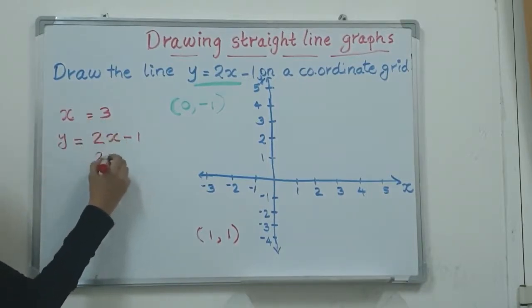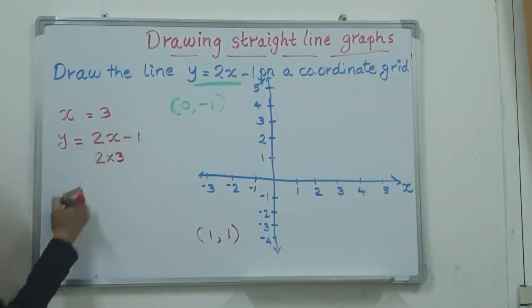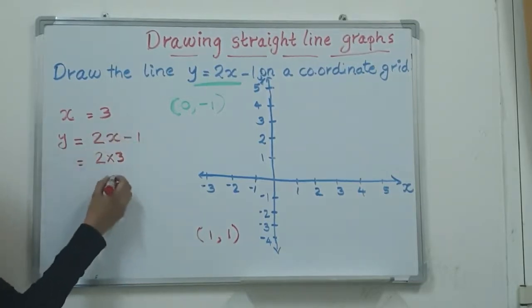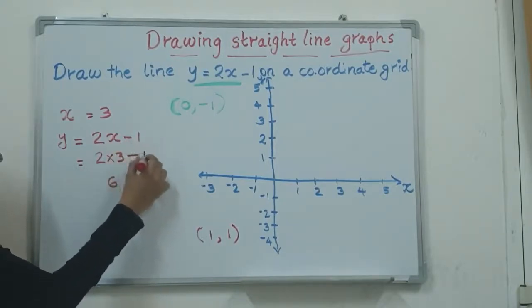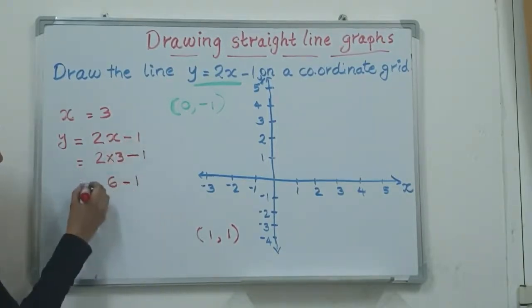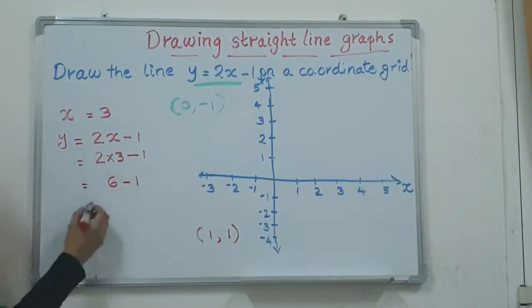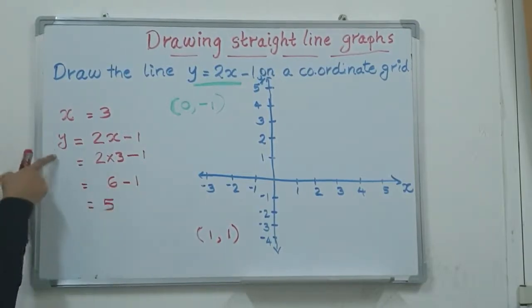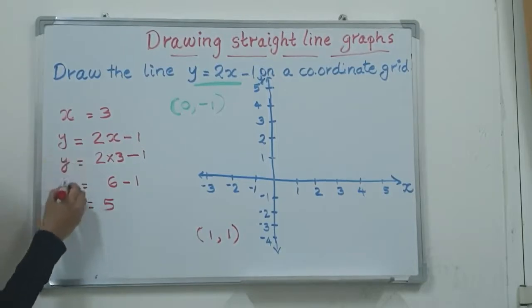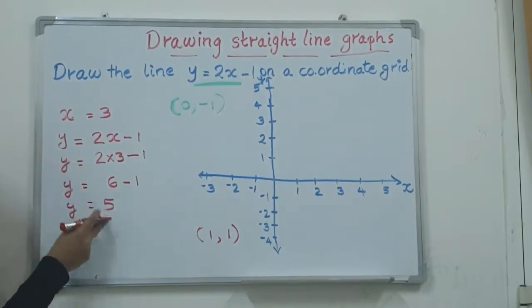So what is 2 multiplied by 3? It is 6. And here you have the equation minus 1. So what is 6 minus 1? 6 minus 1 will be 5. So the value corresponding to y is equal to 5.